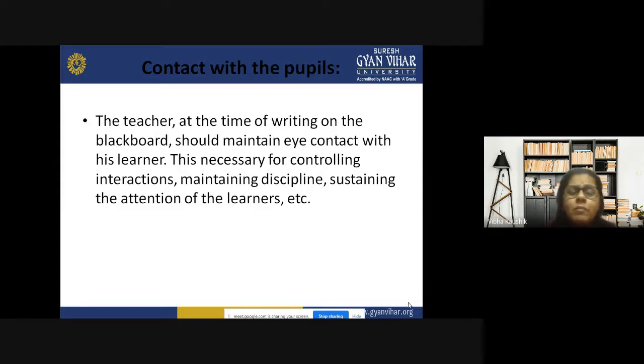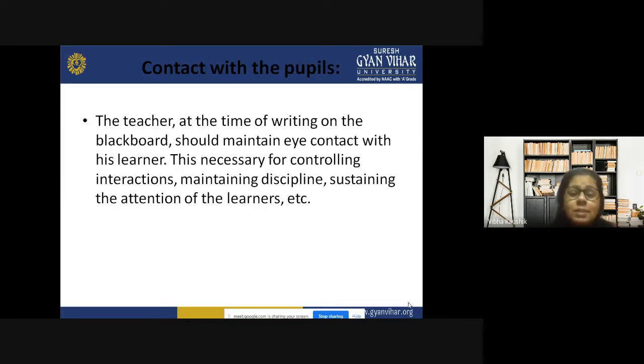Then only will they be disciplined, and they will think that the teacher is observing them, and if they do not do the work properly, they will be punished. This is necessary for controlling interactions between students and maintaining discipline.